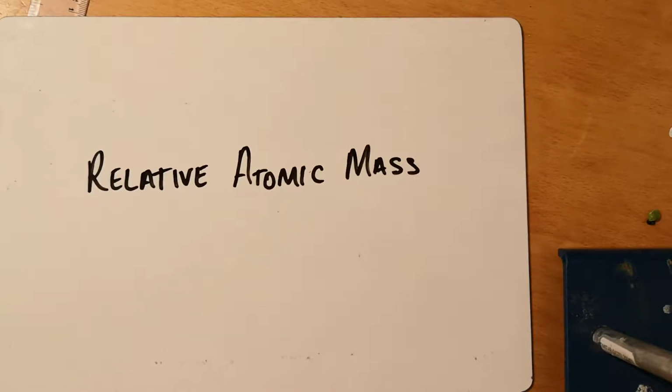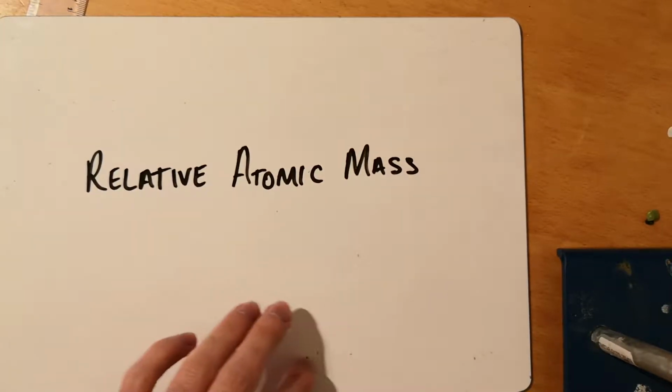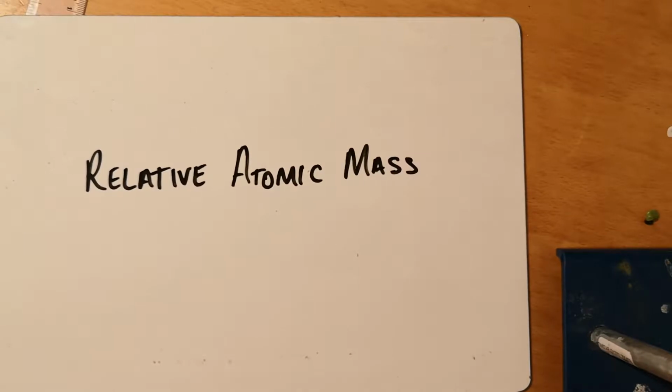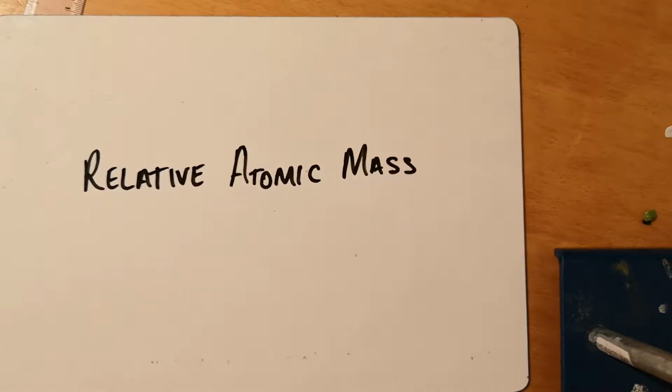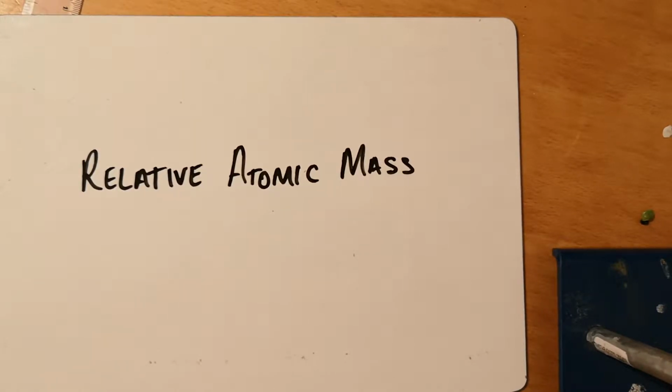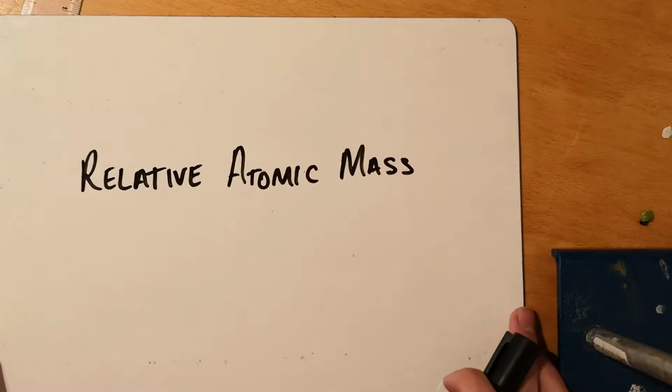Now, relative atomic mass is just the atomic mass of atoms, but relative to their isotopes. So different atoms might have several different isotopes, so we get a weighted average of their mass.